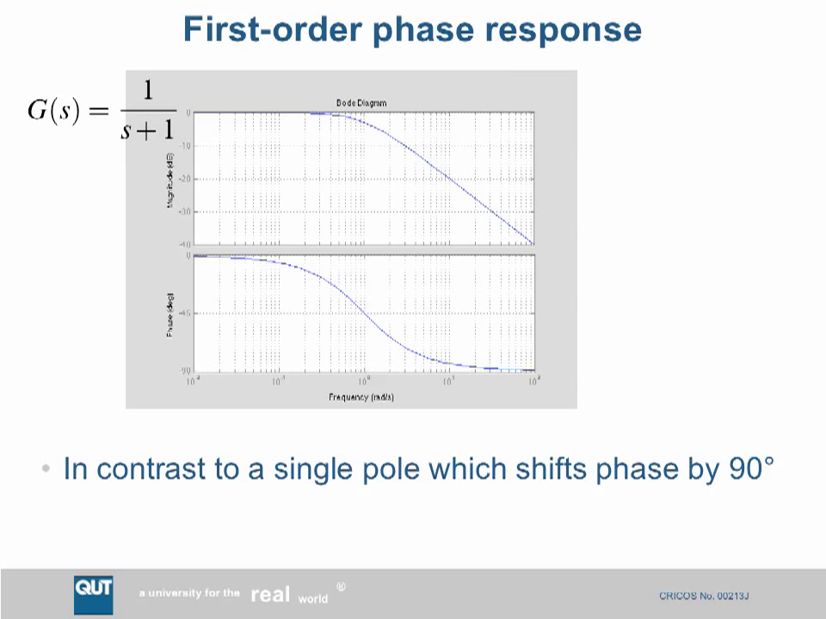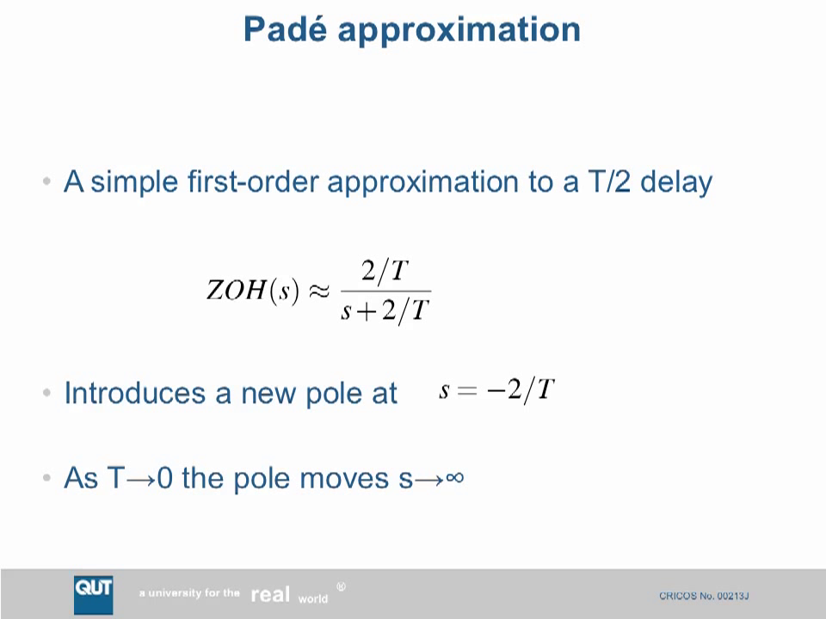So we showed before how we can take the Z transform of our system, with a zero-order hold. There's kind of a hackier way to do that. And what we do is we just say that a zero-order hold introduces approximately a delay of half a sample period, and we can approximate it by this transfer function. It's called a Padé approximation. So we see that it introduces a new pole, a pole at -2/T.